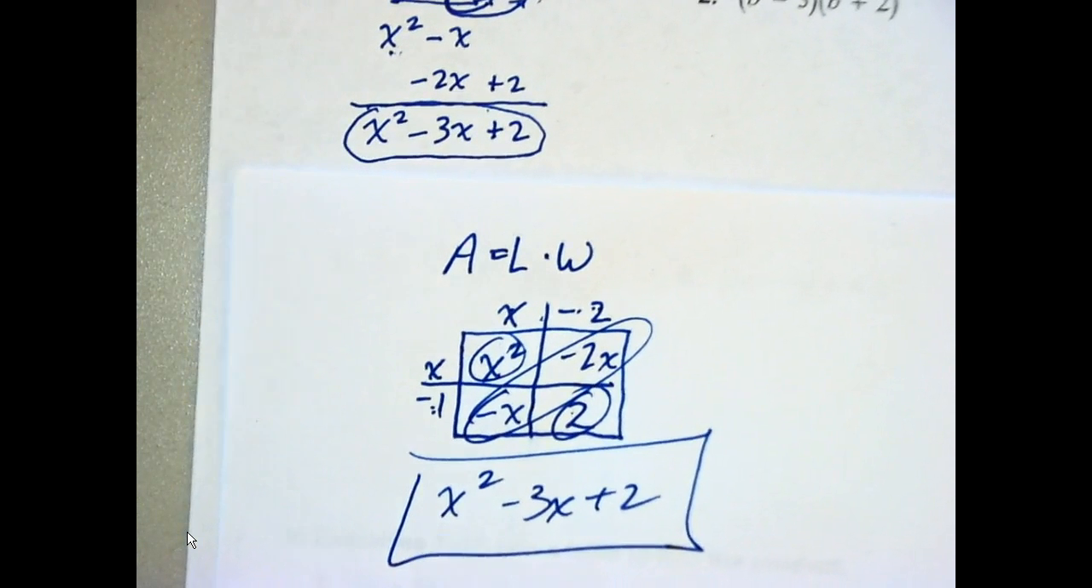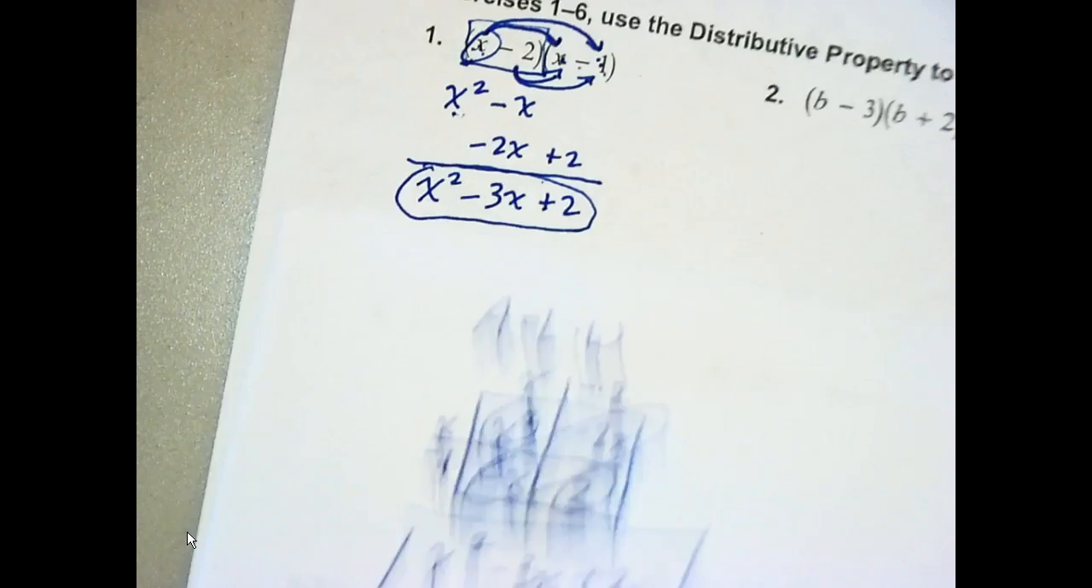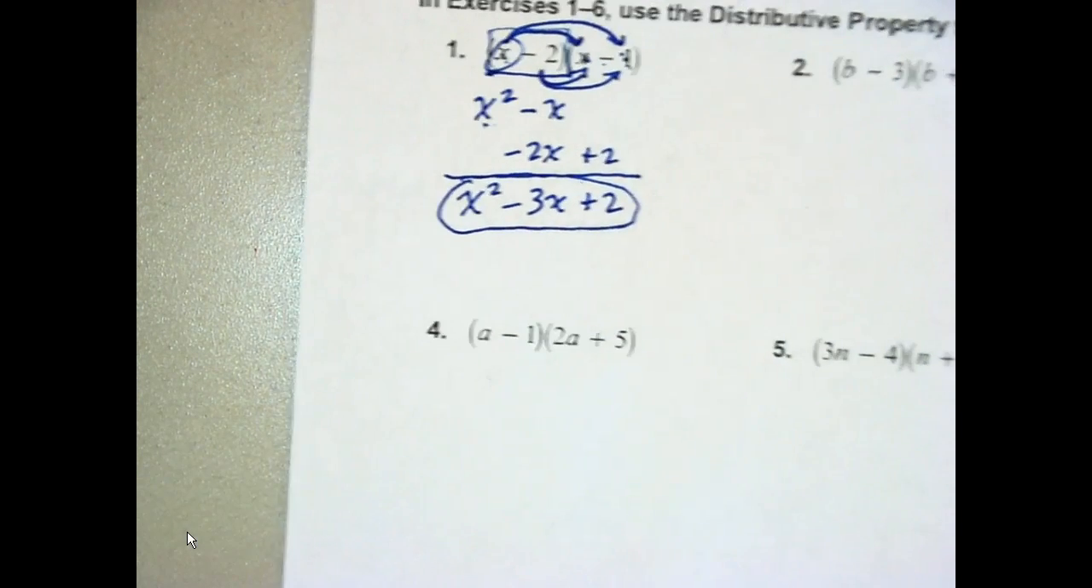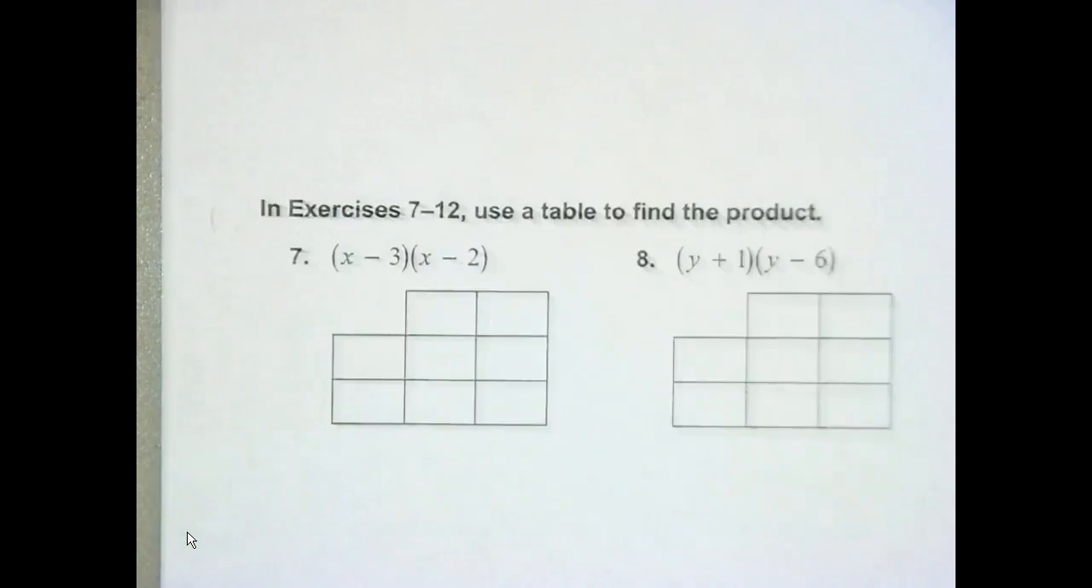Okay? I like this method more when I'm multiplying like a binomial times a trinomial. So two terms maybe by three terms. Okay? You'll notice they kind of give you that option down here.